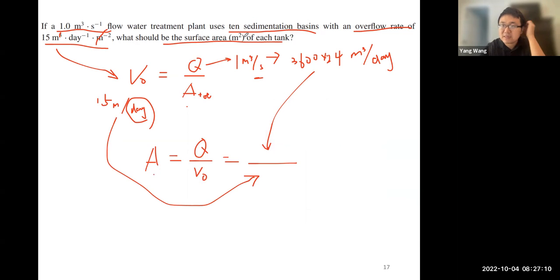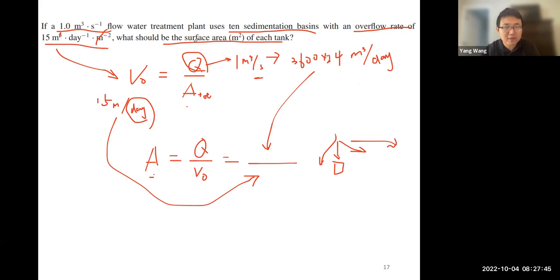And you have 10 of these sedimentation basins, so you can just divide this total area by 10. Another way to think about it is, since you're splitting the flow into 10 different branches, instead of calculating the total area first, you can calculate the flow going to each of the basins. If you have 10 of these basins, you divide the flow rate by 10, and then you get the surface area for each tank. So that is the consideration for dealing with this sedimentation basin.